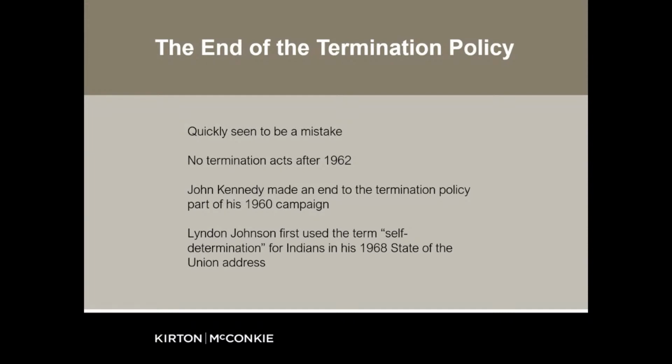By the time of President Kennedy's campaign in 1960, he was already advocating that the policy be ended. He didn't really do anything about it in his presidency, but President Johnson did. In President Johnson's 1968 State of the Union address to Congress, he used for the first time the term self-determination for Indian policy, saying that we ought to change it and let the Indians be involved in what policy was. Let's go to the next slide, please.